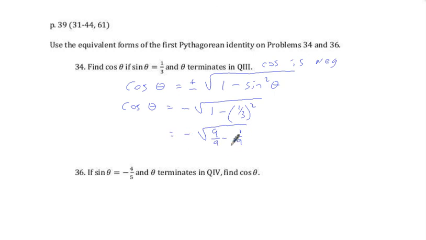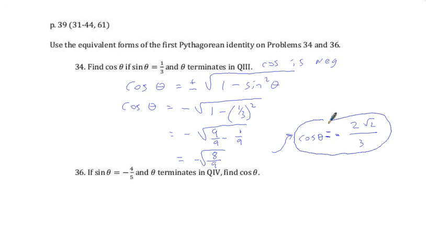9 minus 1 is 8. So 8/9, the square root of 8/9. The square root of 8 simplifies to 2 square roots of 2, and the square root of 9 is 3. We remember it is negative, and so cosine theta in this problem is negative 2 square roots of 2 over 3, using the Pythagorean identities.